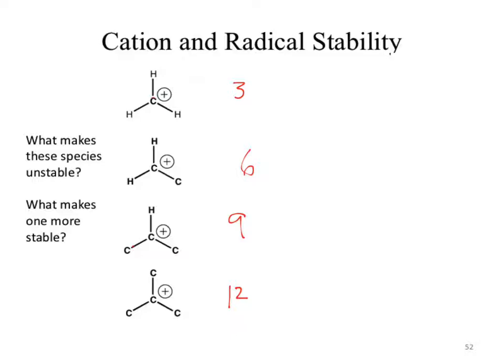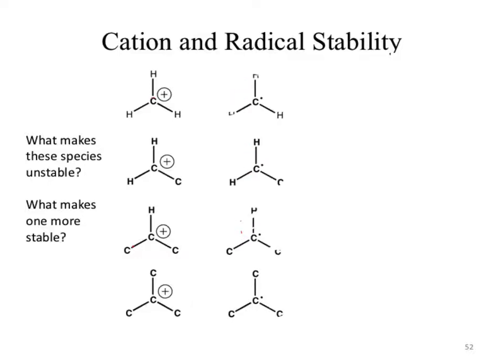What happens if we move to a radical? What makes the radical unstable? It only has 1 electron. What does it want to be more stable? Another electron. What's the relationship between radicals and carbocations? They're both unstable for the exact same reason. Which means which is most stable? The bottom one.